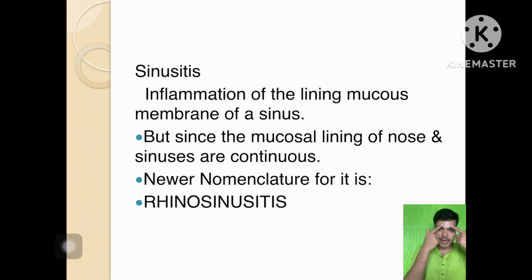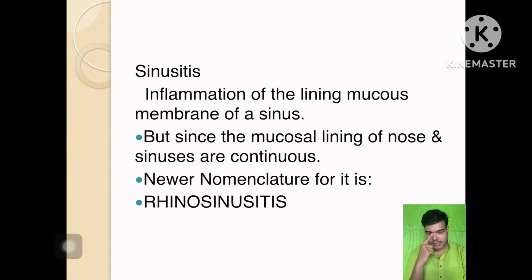In your anterior group of sinuses, you have your frontal sinus, ethmoidal sinus, maxillary sinus. Okay, in the ethmoidal also you have your anterior ethmoidal sinuses. In the posterior group, you have posterior ethmoid and your sphenoid sinuses. So the most common sinusitis in the case of adults is maxillary sinusitis, and the most common sinusitis in the case of children is ethmoidal sinusitis.